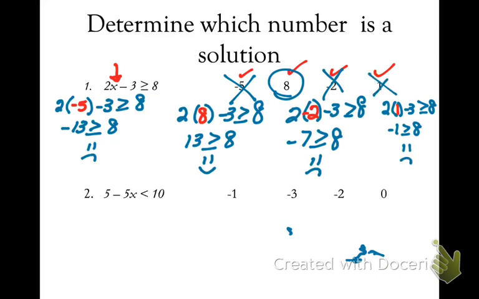Now, I want you to pause the video, and I want you to do this next one on your own. I want you to actually put each one of these numbers, -1, -3, -2, and 0, into this inequality, and tell me if you get a true statement. Pause your video, work them out, and then come back.